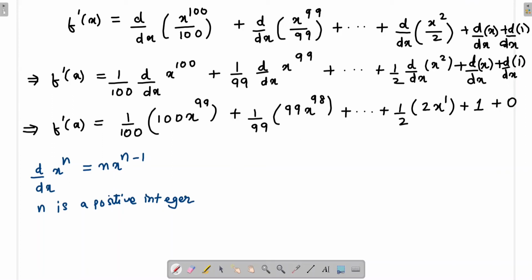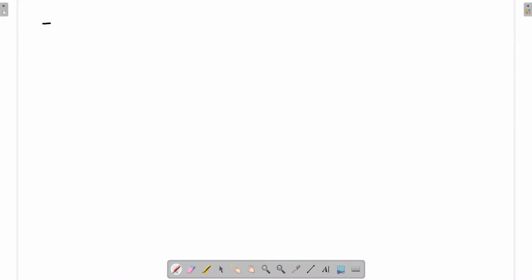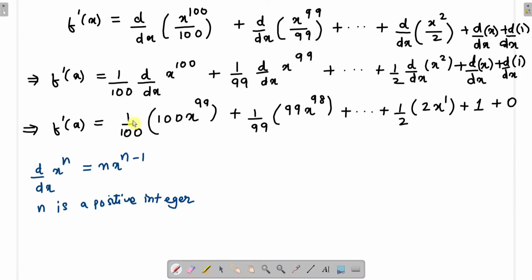Okay, so what we will get here, f prime of x is equal to, you can see that 100 and 100 get cancelled here, 99 and 99 get cancelled, 2 and 2 get cancelled, and in between also you will have similar terms cancelled. As in, if you look at the term which is after this term, it will be 1 by 98 multiplied by 98 x raised to 97, so 98 and 98 will get cancelled.